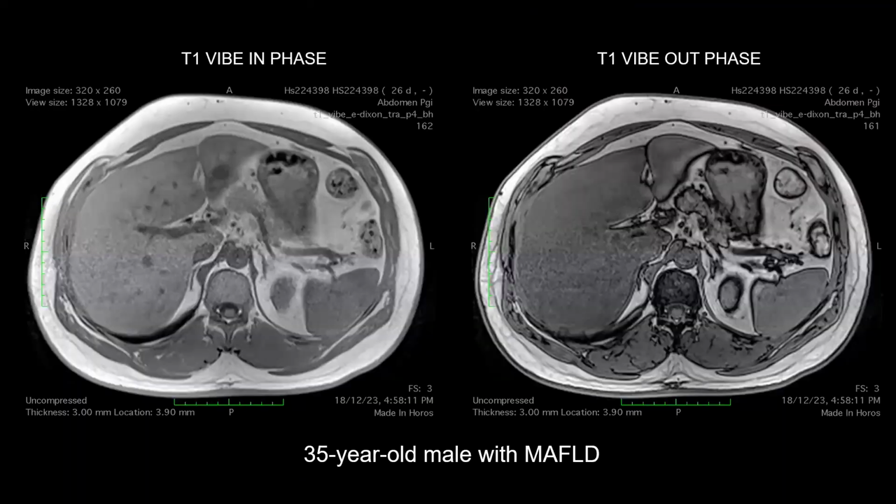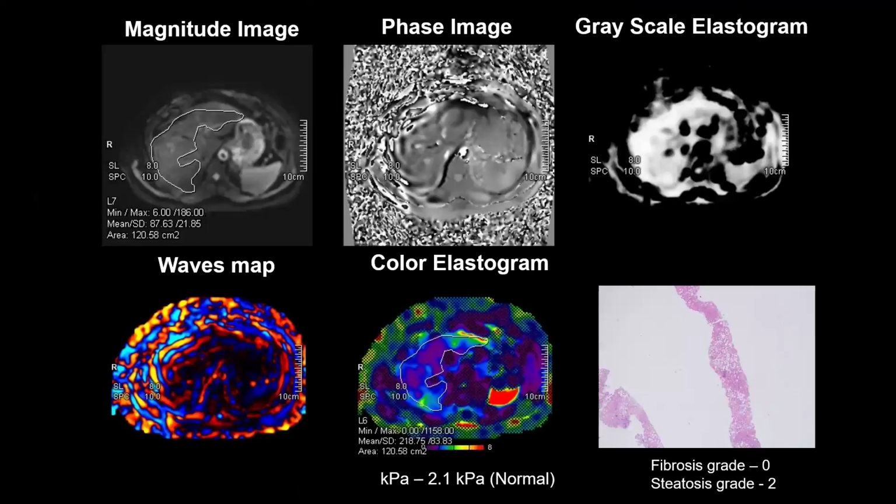So this is a patient with MAFLD, a 35-year-old male, and you can see there is a signal drop on the in-phase and out-of-phase images showing that there is fat, but whether there is any fibrosis or not, we ran the MRE sequence here. You see the magnitude image, the phase image, the grayscale elastogram, the wave maps, and the color elastogram. And here there are only shades of violet or blue. So there was no fibrosis.